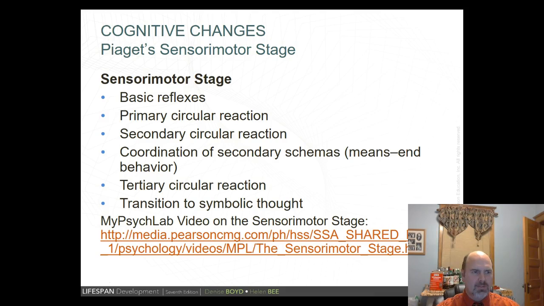Then there's a coordination of secondary schemes, which is a means-to-an-end behavior. That's purposeful behavior to achieve a goal. And then next is tertiary circular reaction. This is where the infant begins to experiment with different behaviors to come up with different outcomes. And then there's more transition to symbolic thought, understanding words. And so these are the steps we're going to cover in the sensorimotor stage.